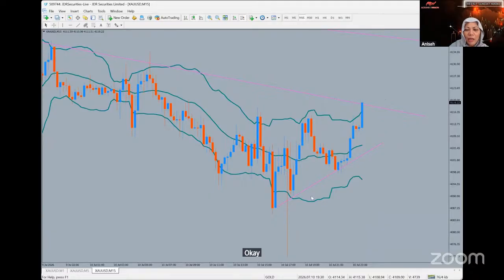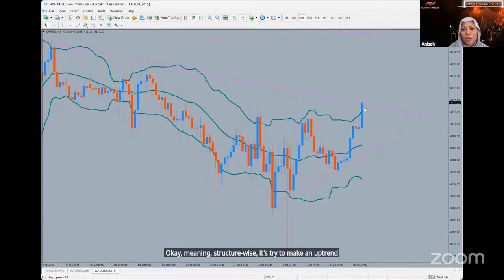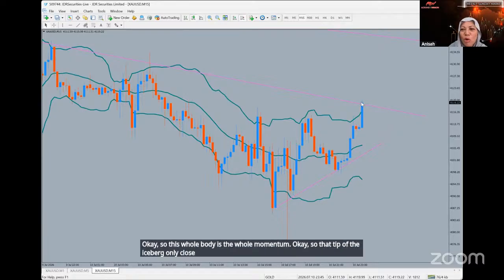Okay, meaning structure wise, it's tried to make an uptrend. So this particular candle here has closed above, but not the whole body. This whole body is the whole momentum, so only the tip of the iceberg closed above. So it's not a strong bullish indicator, even though it has made a higher high structure.